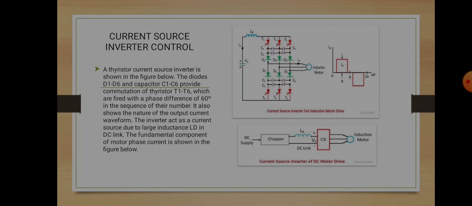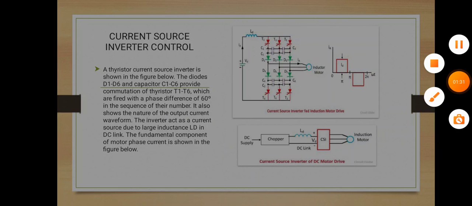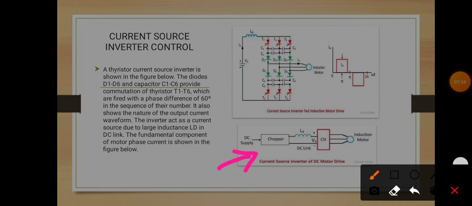We have two block diagrams here which tell about the current source inverter. In this second block diagram, the DC supply is given to a chopper, and here the chopper frequency is varied with the help of pulse width modulation control. That controlled frequency is given to this current source inverter, and from that to the induction motor. See here a thyristor current source inverter. This is your CSI, your current source inverter.